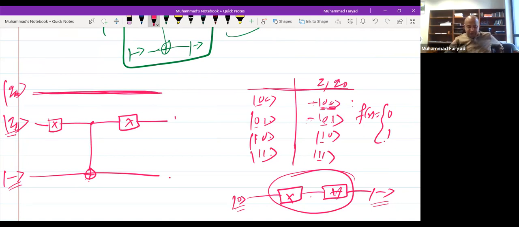Everybody agrees how I got this circuit for this particular truth table? Yes, Ubaidullah, please go ahead.